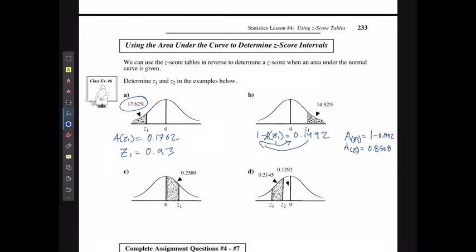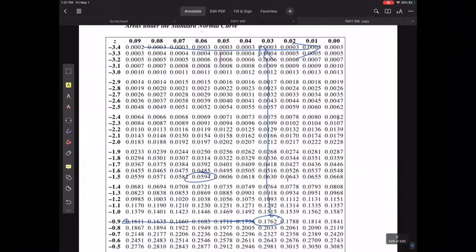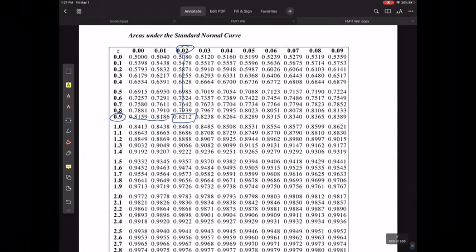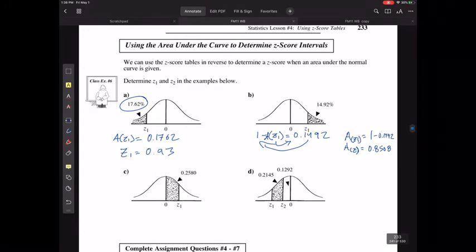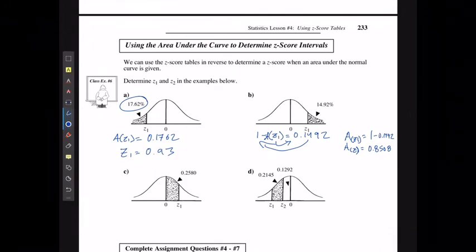Then I can do the same thing I did in the last case. I'm going to jump over to my table and find the closest one to 8508. Follow all the way along until I get to 8508, which is right here. And I'm going to go straight to the left and say it's going to be 1.0, and the last digit is going to be 4, which means that z1 equals 1.04.